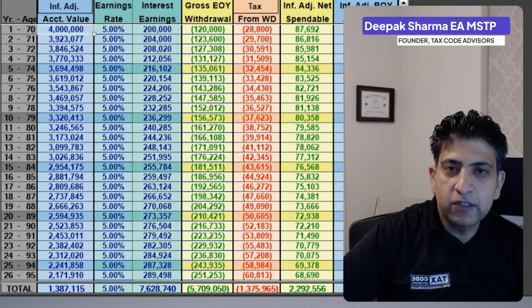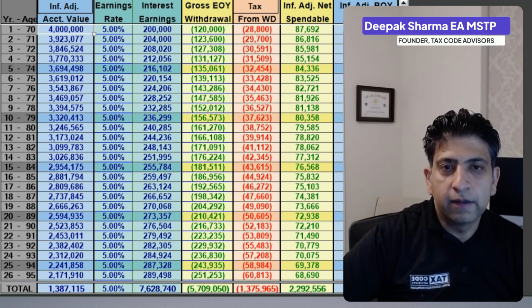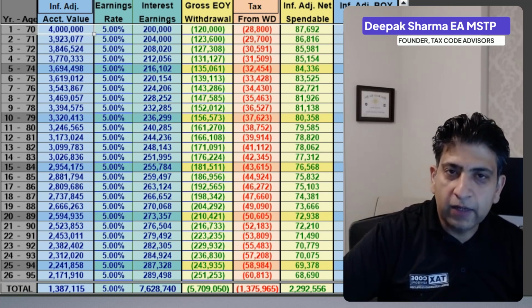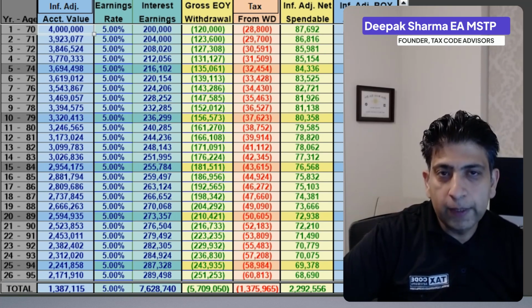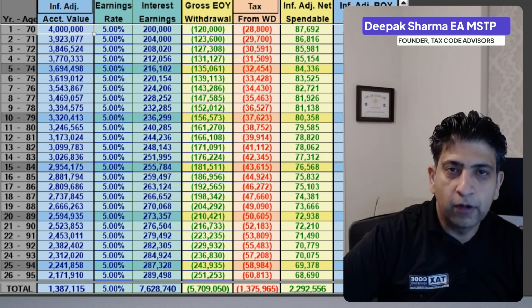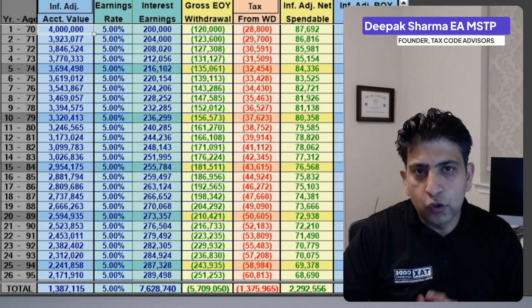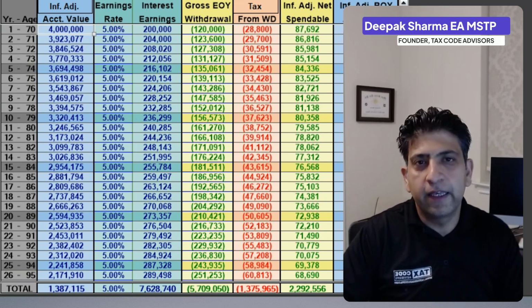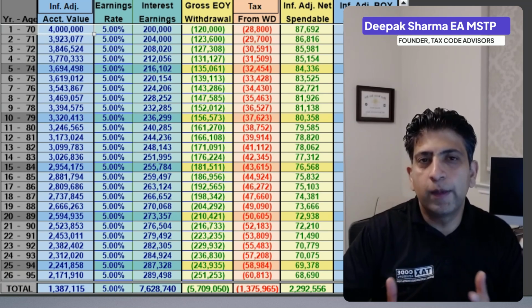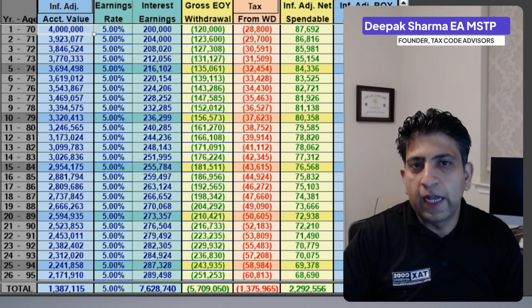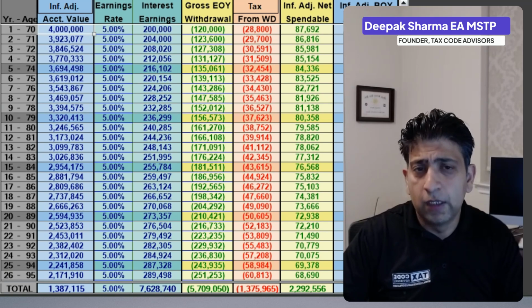So inflation plays a role. The federal taxes play a role. State taxes play a role. Your withdrawal rate plays a role. Your earnings rate plays a role. So there are just so many different variables to look at. When I work with clients, I say, look, let's figure out maybe two or three scenarios that you think are most likely. We run those numbers and we stick with the most conservative number possible. And that's how you plan for your future.